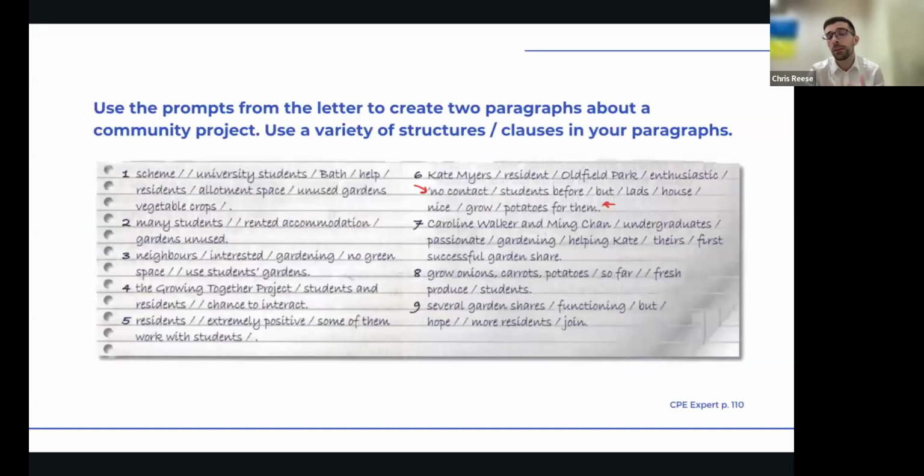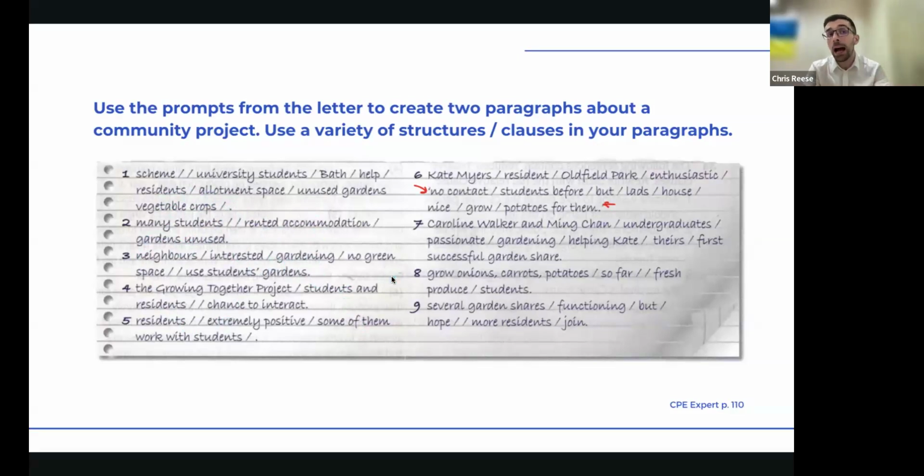One is this. This was taken from a CPE level lesson, a C2 lesson. We were working on letter writing and using a range of language and letters. What the students needed to do was take these random words and put them together to make a letter about a community project, to make 2 paragraphs. Now, they had the first paragraph and they had the last paragraph, so they knew what it was about. They just needed to use these to connect their ideas.